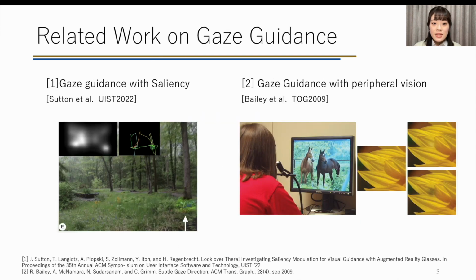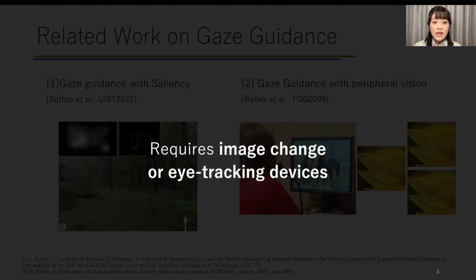To guide the gaze, some studies utilize digital image processing. Some studies have proposed systems to guide observers' gaze. The first is the gaze guidance method by enhancing saliency by changing the saturation and luminance. The second is the gaze guidance by making slight changes to the human peripheral vision. These studies are effective in gaze guidance, but they require image change or eye tracking devices.